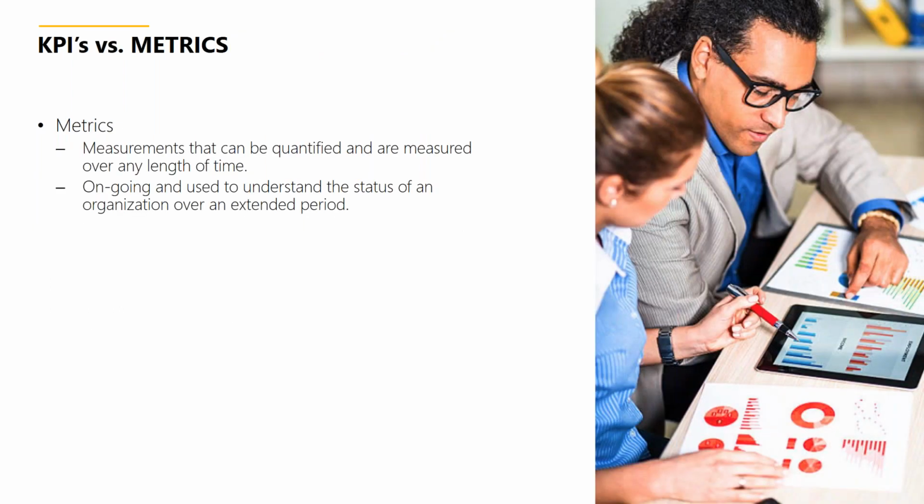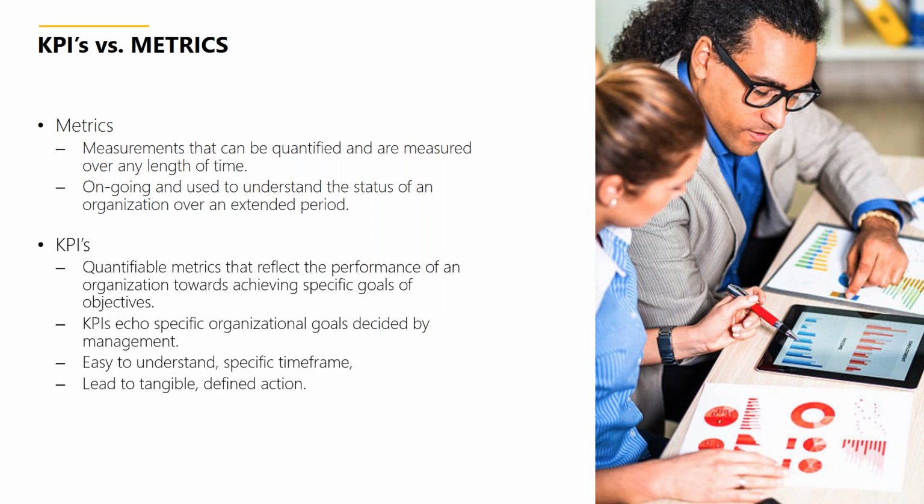Now, in practice, the terms metric and key performance indicator are often used interchangeably in business, but there are actually important differences between the 2 terms. Metrics are measurements that can be quantified and are measured over any length of time. They're ongoing and are used to understand the position of an organisation over an extended period. On the other hand, key performance indicators are quantifiable metrics that reflect the performance of an organisation towards achieving specific goals or objectives.